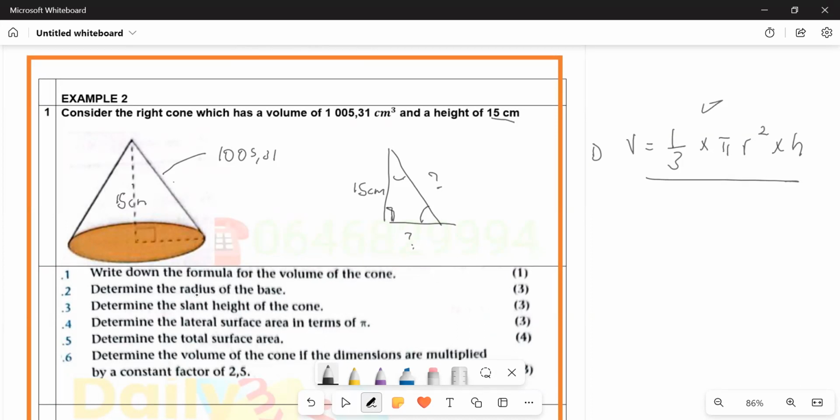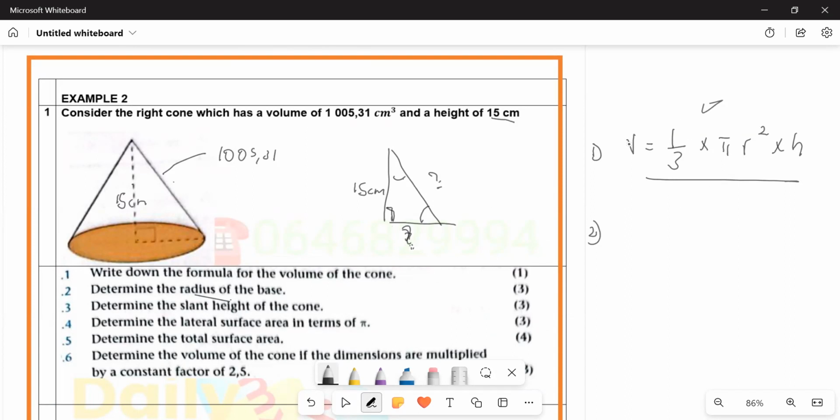Number two, they say determine the radius. What is going to be the radius? Now, the radius here, as I was saying, seems as if it's this side. We don't know what this side is. We also don't know what this side is. How are we going to get it then? We're going to use the volume.